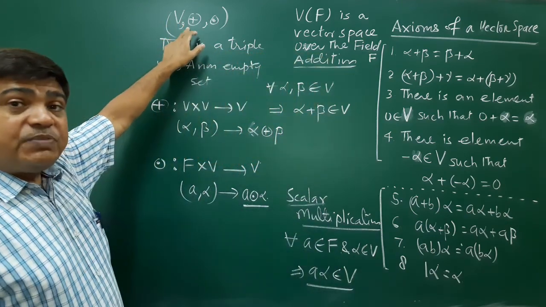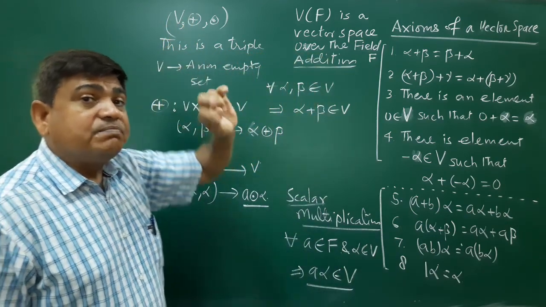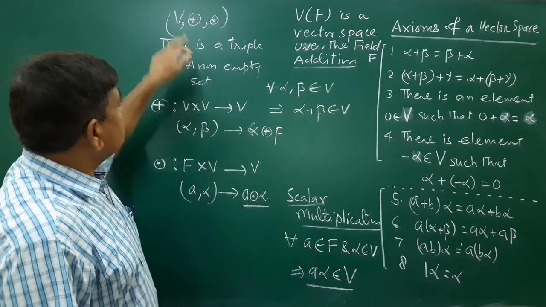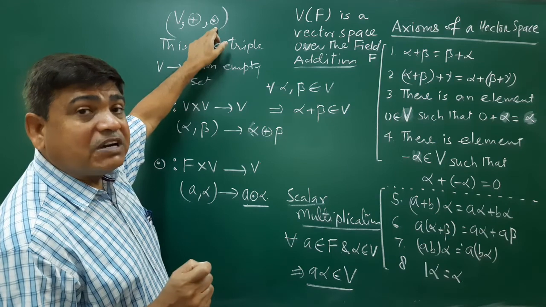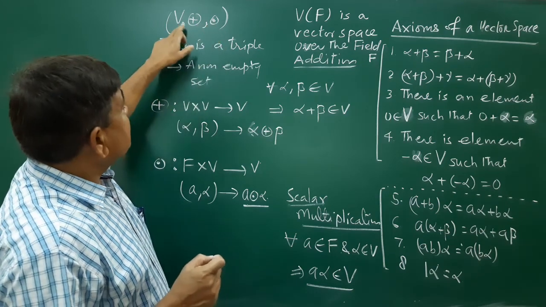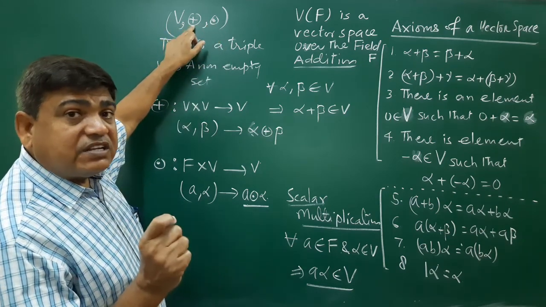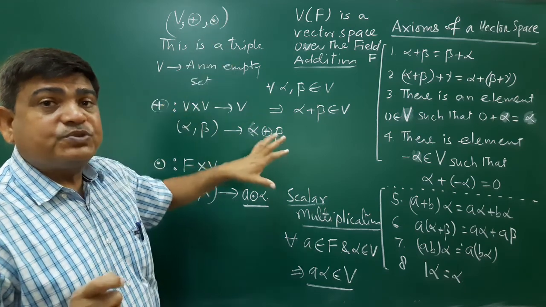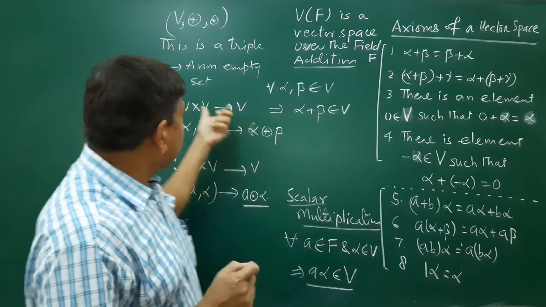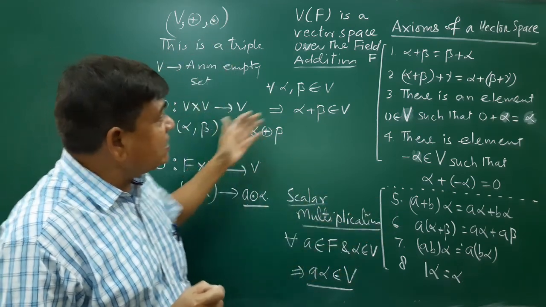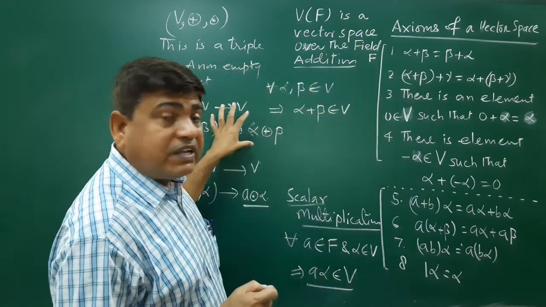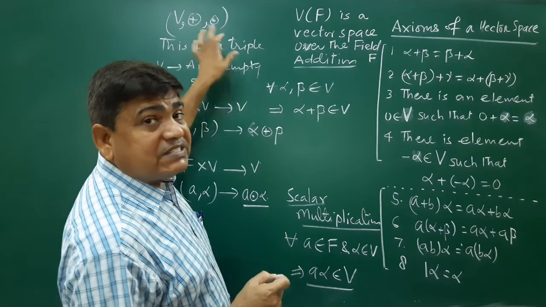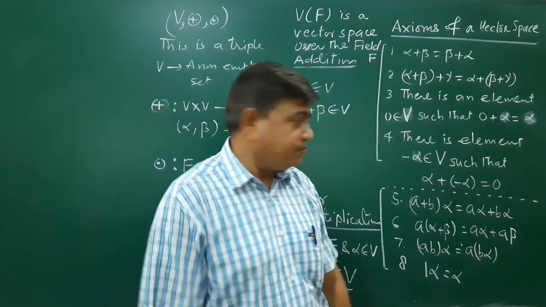V is a vector space, that means two binary compositions are inbuilt. One is this, that is called addition. This is called scalar multiplication. You remember, with respect to this addition, V is an abelian group. So there are 5 properties, including this closure property. So 1, 2, 3, 4, 5. These 4 properties with closure property. So V with respect to this is an abelian group.